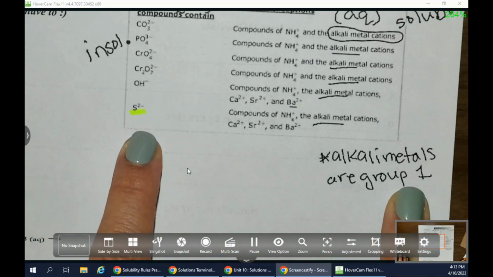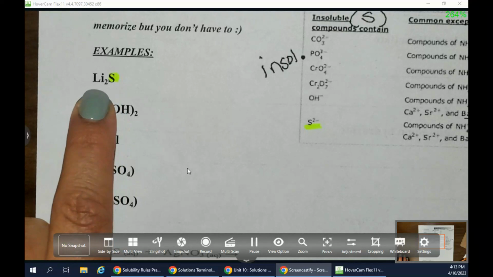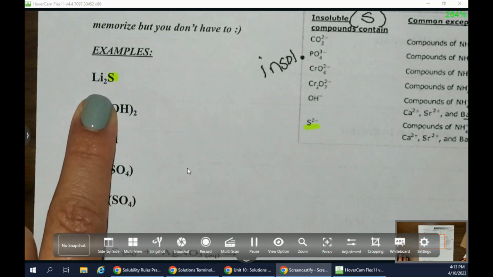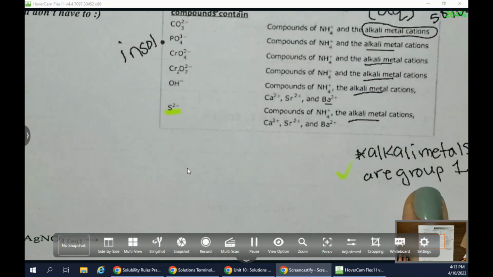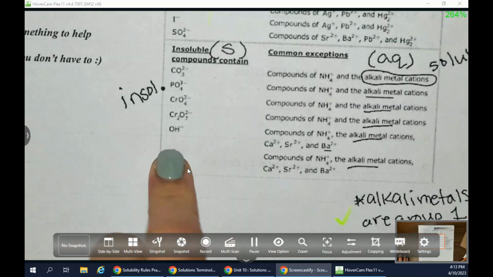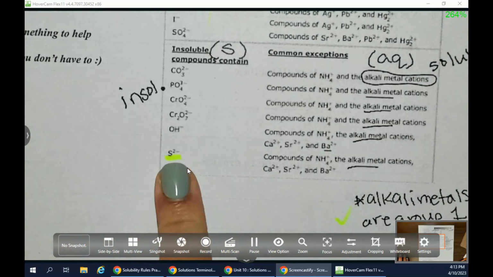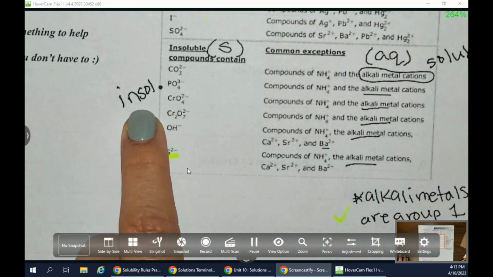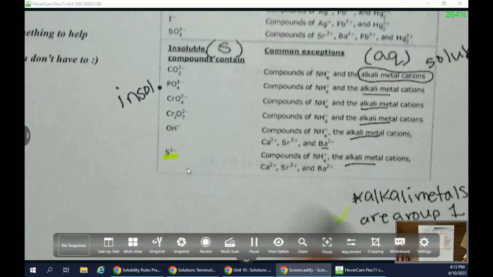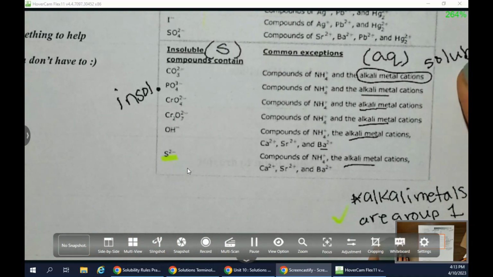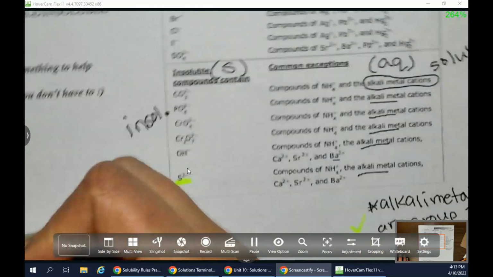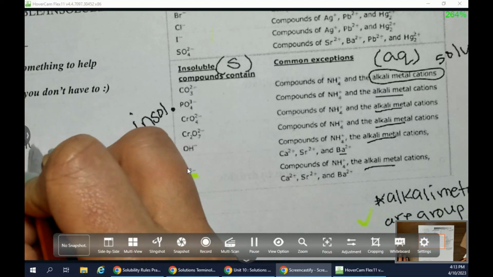So we've got to look at who sulfur is with. Is lithium in group 1 or is he in a different group? He's in group 1. All right. Ding, ding, ding. So this rule applies. Sulfur, we're going to say that out loud again: sulfur is insoluble unless it's with lithium. Is it with lithium? Yes. So it means that's not a true statement. What is it now? Soluble. Now it's aqueous. All right? So this one is soluble.